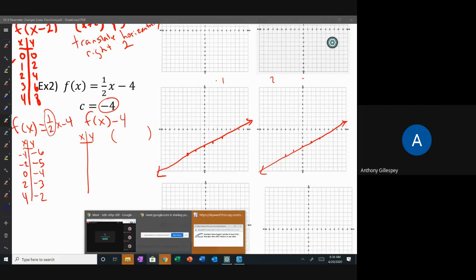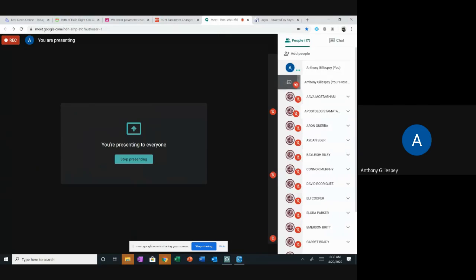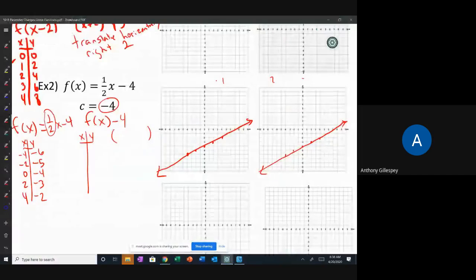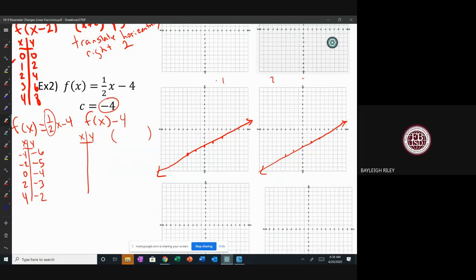All right, so let me ask somebody. Let me just call in somebody random. Bailey, you there? Yes, sir. All right, Bailey, is it going to affect the x or is it going to affect the y, and why is that true? It's going to affect the y because it's outside the parentheses. Good. It's going to affect the y, so the x is going to stay the same. Good job. And what's going to happen to the y, Bailey? It's going to translate down 4. So it's going to take the y coordinate and subtract 4. That's correct. Nice job. Perfect.